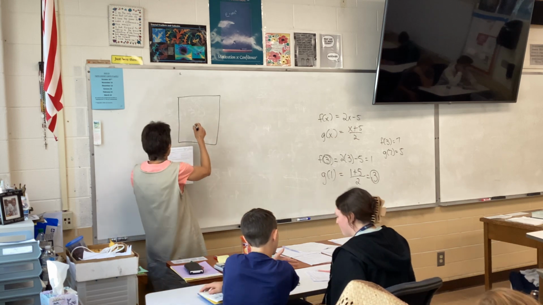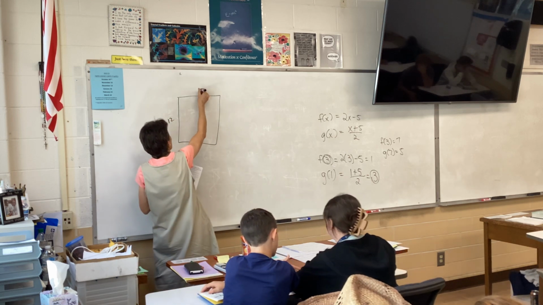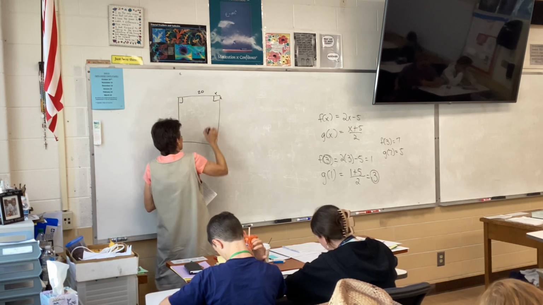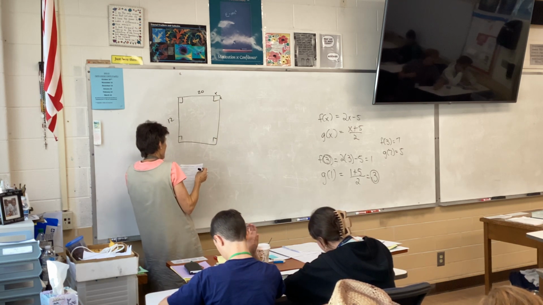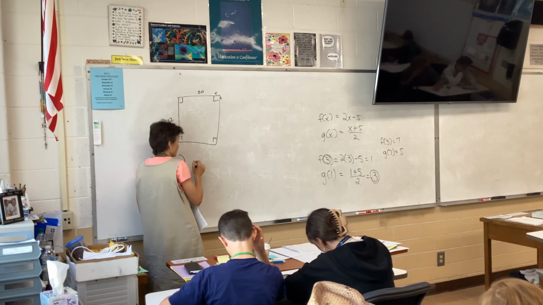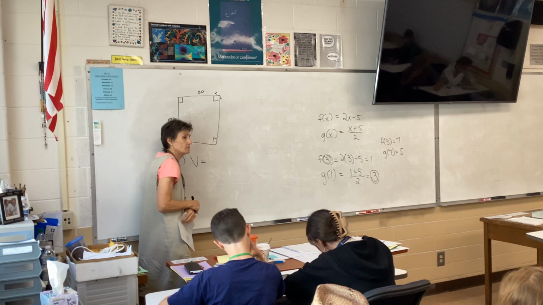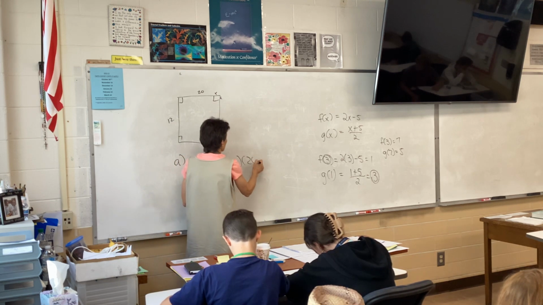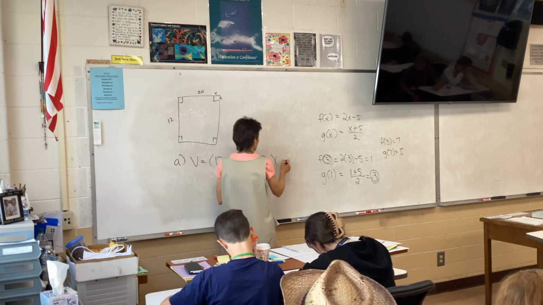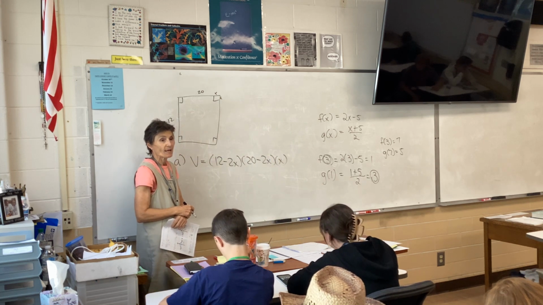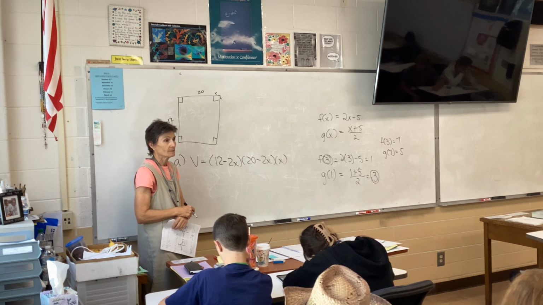All right, so here we go. Our paper is 12 by 20. We're cutting out corners. Question A. What is the equation for the volume of the box? 12 minus 2x, 20 minus 2x, and x. That's it. Never changes. That's the volume of the box. Got it?